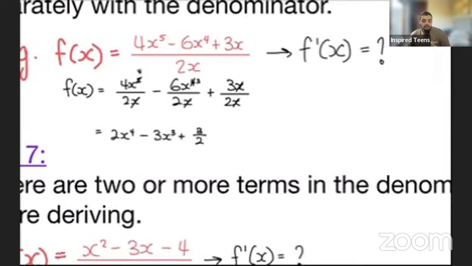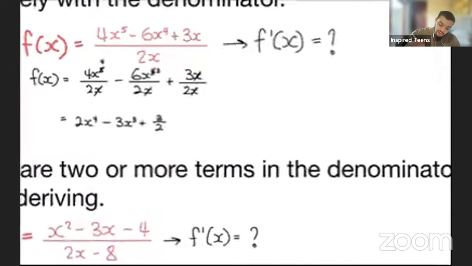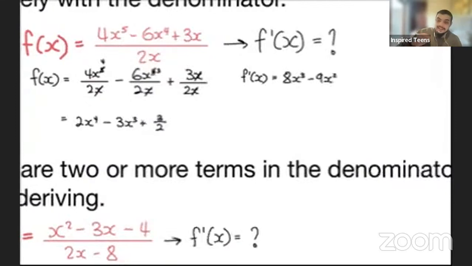So now we have multiple terms. We derive each term separately. So f prime x is equal to 4 times 2, which is 8, x to the power of 4 minus 1, which is 3. 3 times negative 3 is negative 9, x to the power of 3 minus 1, which is 2, plus 3 over 2. How do we derive a constant? The derivative of a constant is equal to 0. So essentially that's plus 0, or we can just ignore it. And that's our final answer for the first derivative of x.